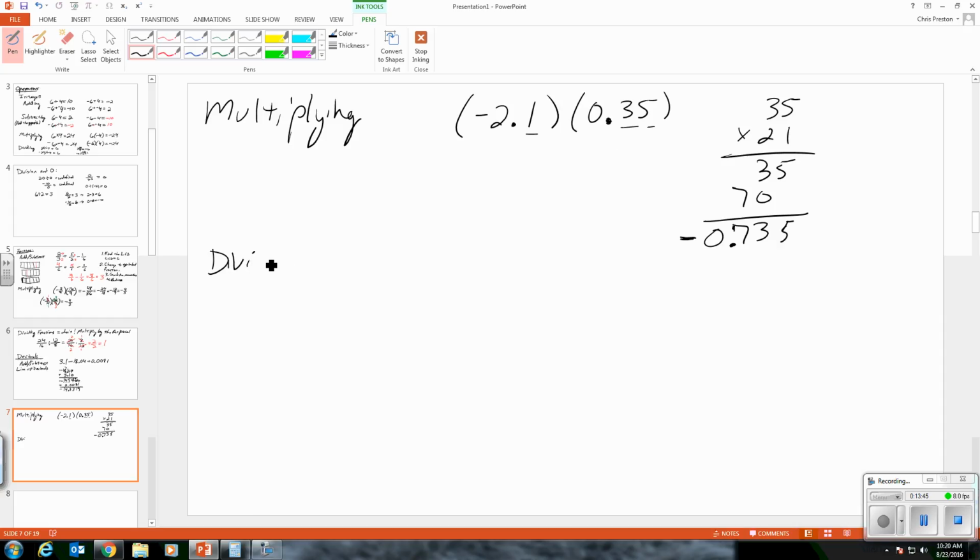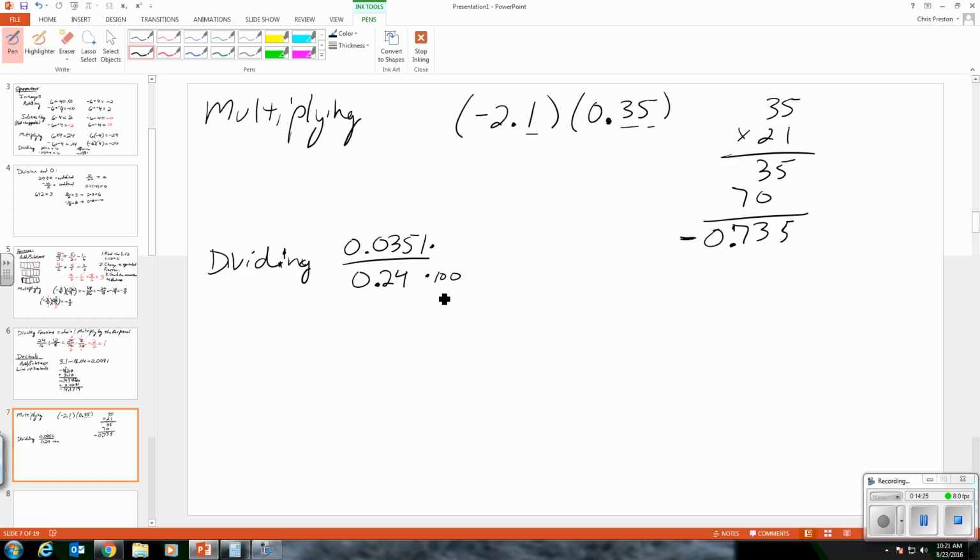Dividing decimals. So let's say I have 0.035, and I'm dividing that by, say, 0.24. Okay. Well, notice I wrote this as a fraction. I did that on purpose because I know with equivalent fractions as long as I multiply top and bottom by the same thing, then it's still an equal value fraction.